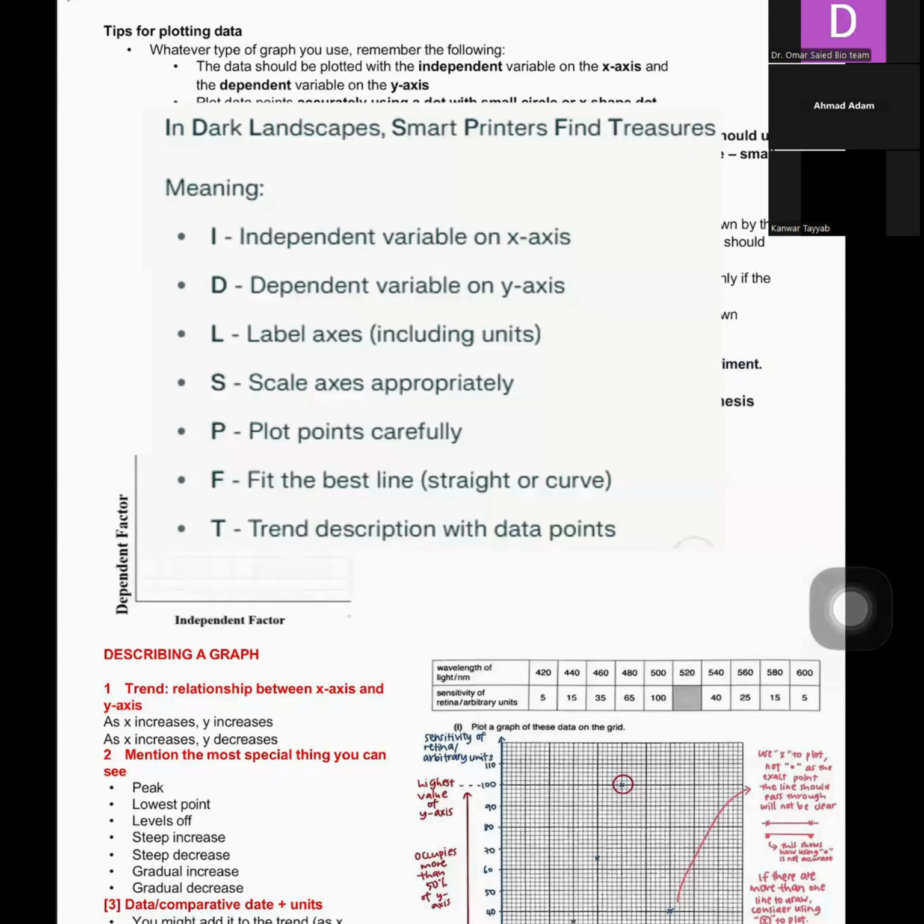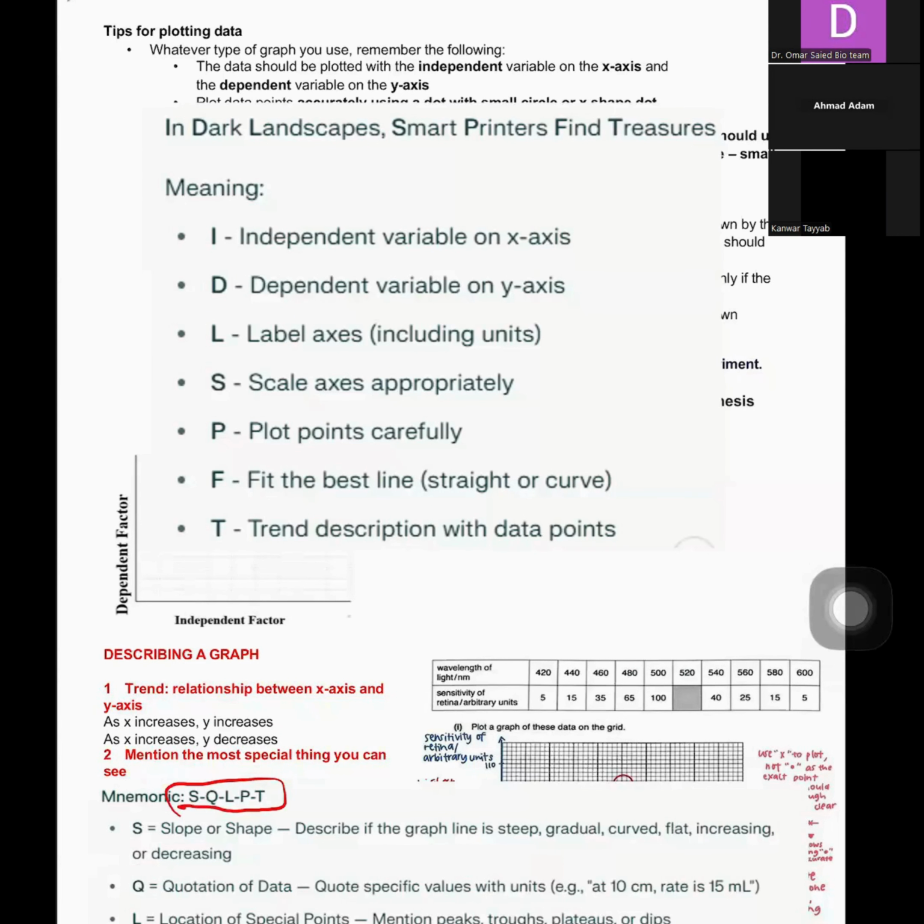You use this technique, SQLPT. Whenever he asks you to describe a question or a graph, you mention this. SQLPT. S, the slope. Is it steep, gradual, curved, flat, increasing, decreasing? Is it steady? Is it constant?